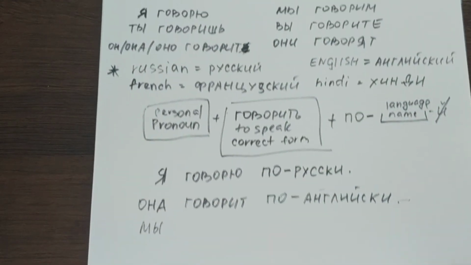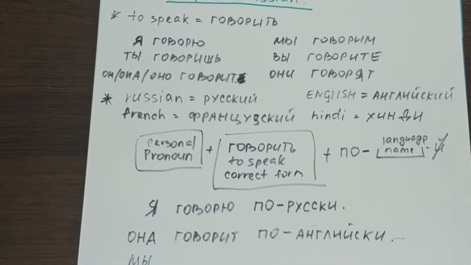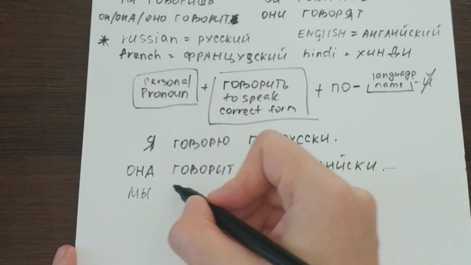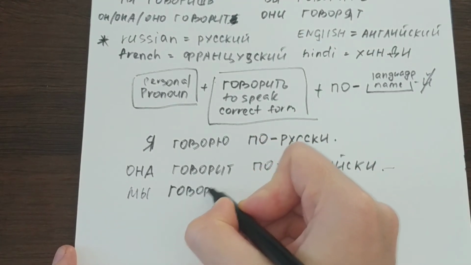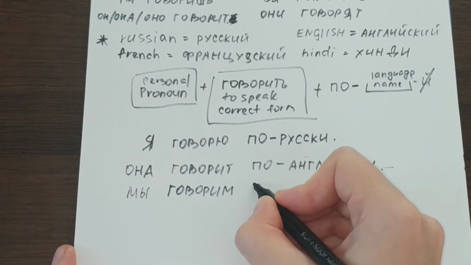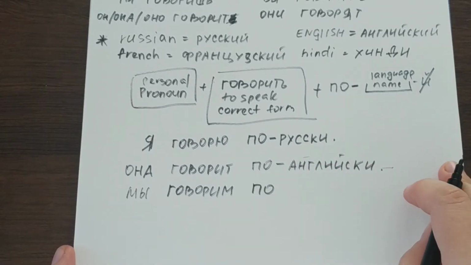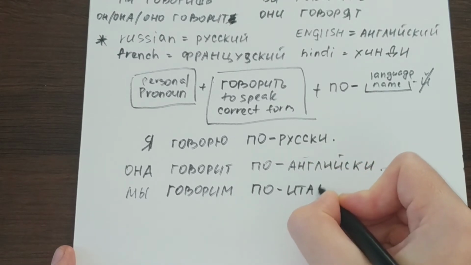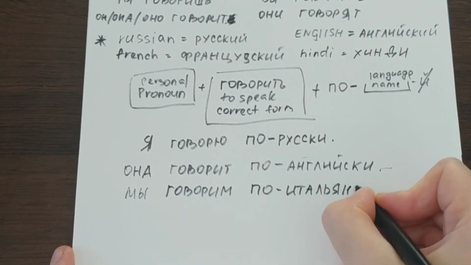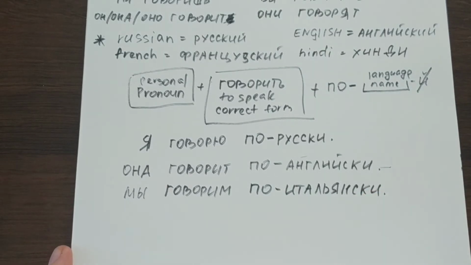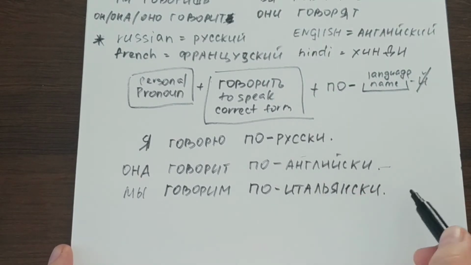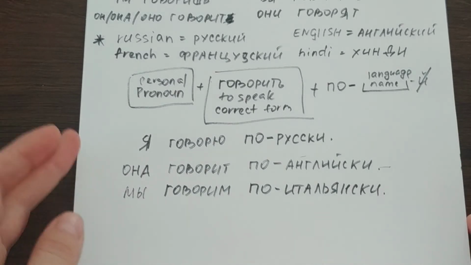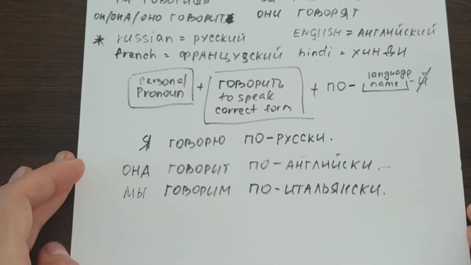And also, let's take another example, let's say we, мы. So, the form of говорить in plural and first person will be говорим. Мы говорим. Говорим по, let's say, which language? Итальянский. По-итальянски. Italian. We speak Italian. Мы говорим по-итальянски. So as you can see, it is a very easy structure to follow.